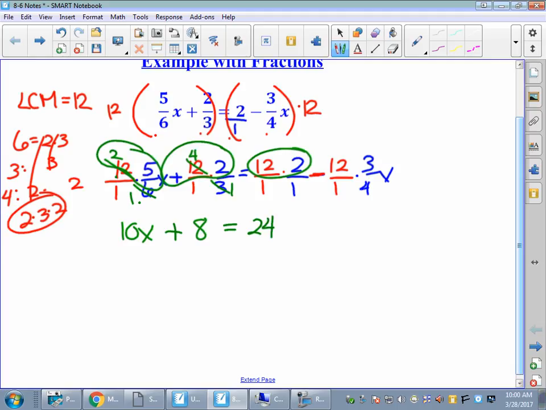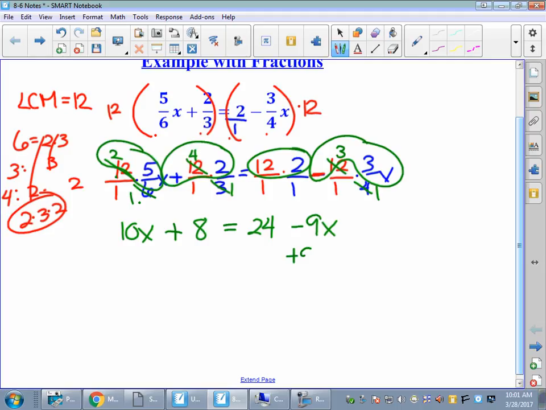And then the last fraction, the 4 goes into itself once, 4 goes into 12 3 times. I'm going to circle that negative, so I have a negative 3 times a positive 3 times x makes negative 9x. So look at how nice, in that crazy step of all that multiplication, taking that extra step to multiply everything by 12, I have a nice, clean, easy equation.